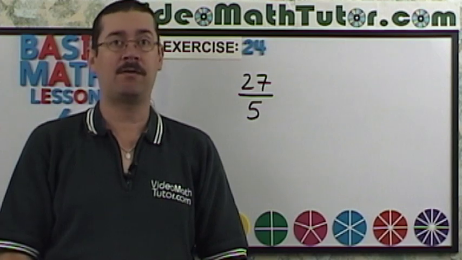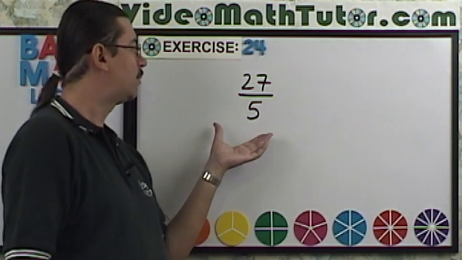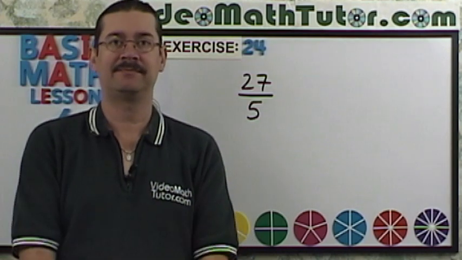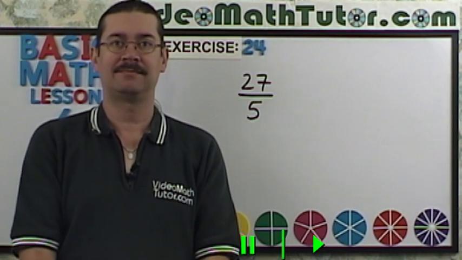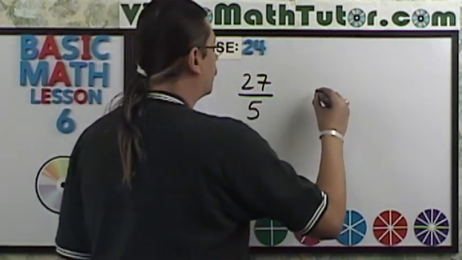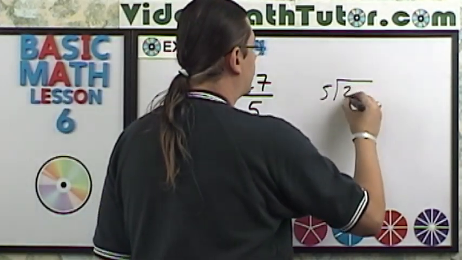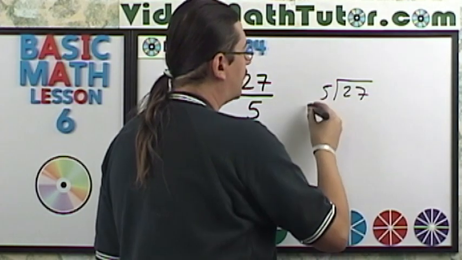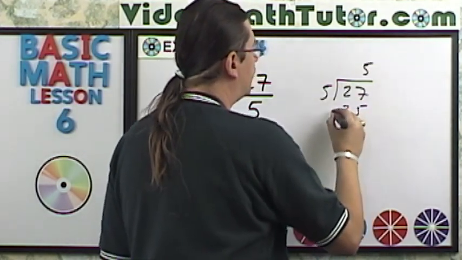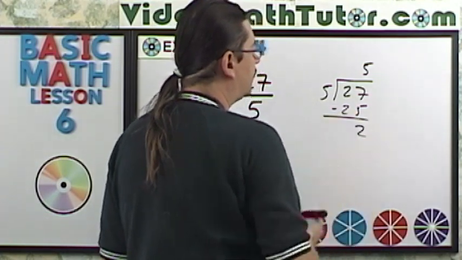Video exercise 24 wants us to convert 27/5 into a mixed number. Give it a try. Well, we're going to have to use long division. So we're going to have 5 on the outside. There's my 27. 5 goes into 27 5 times. 5 times 5 is 25. Subtract, I get a remainder of 2.